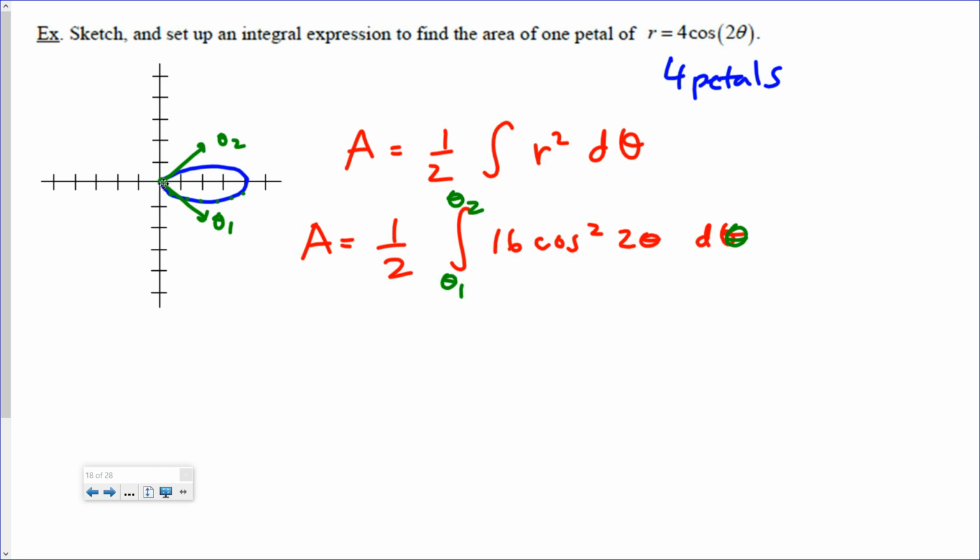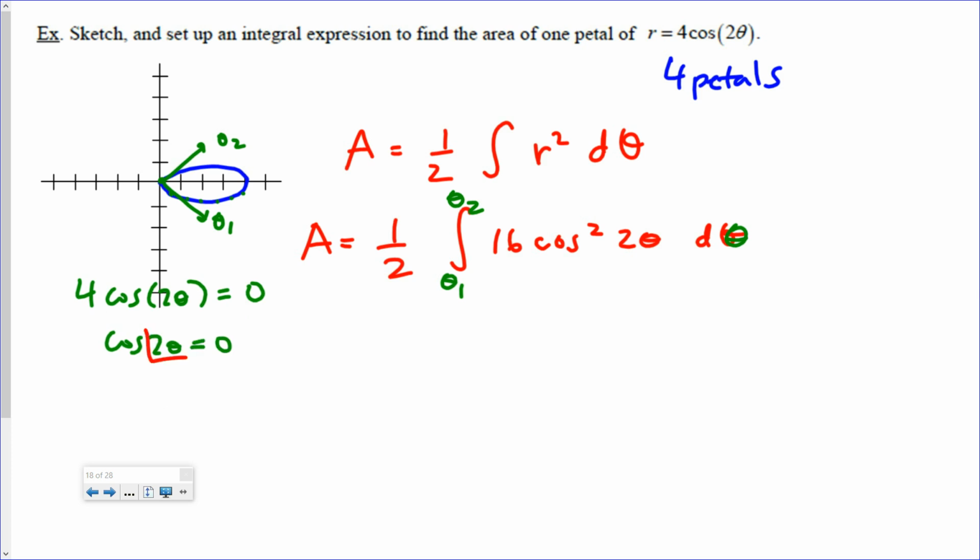So how do I find where my petal starts and where my petal stops? How do I find that? Set r equal to 0. Always, always. Actually, if you have a petal, just set your r equal to 0. Maybe you'll get some partial credit. Okay, so you get 4 cosine 2 theta equals 0. That means cosine 2 theta is equal to 0.